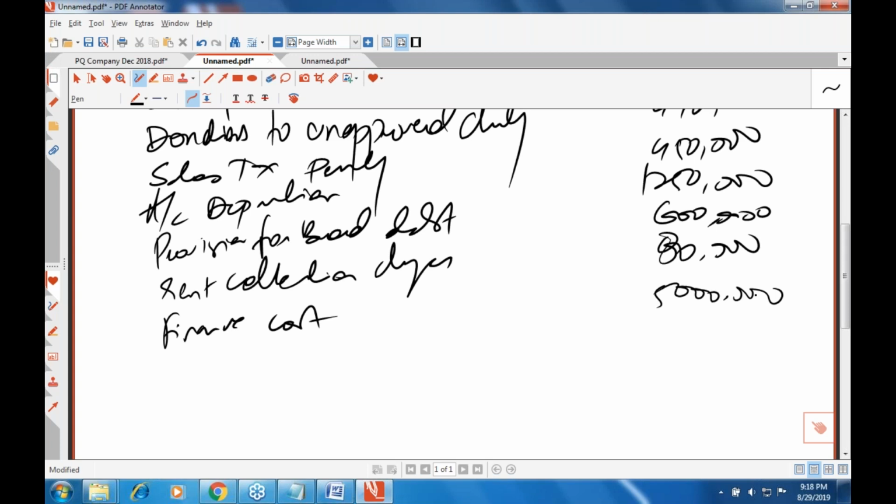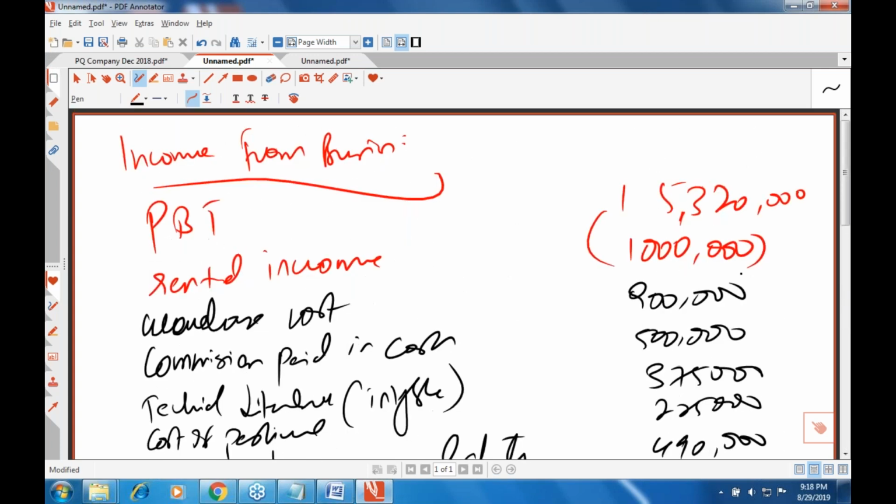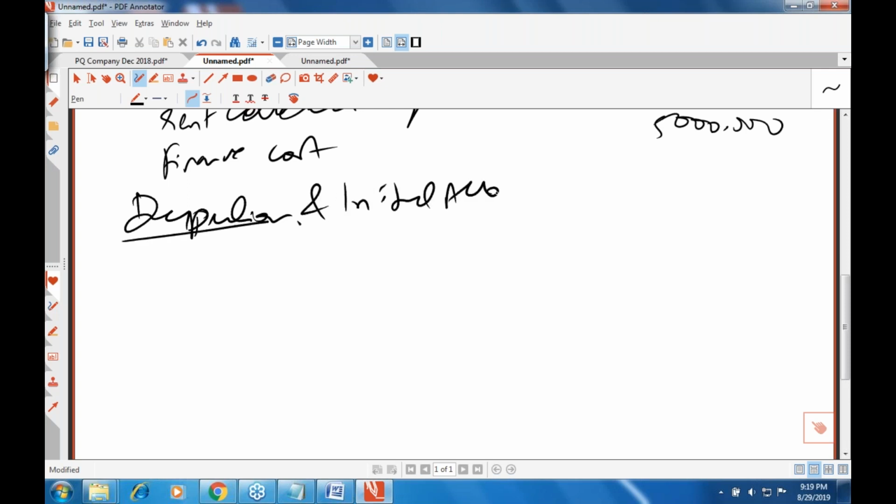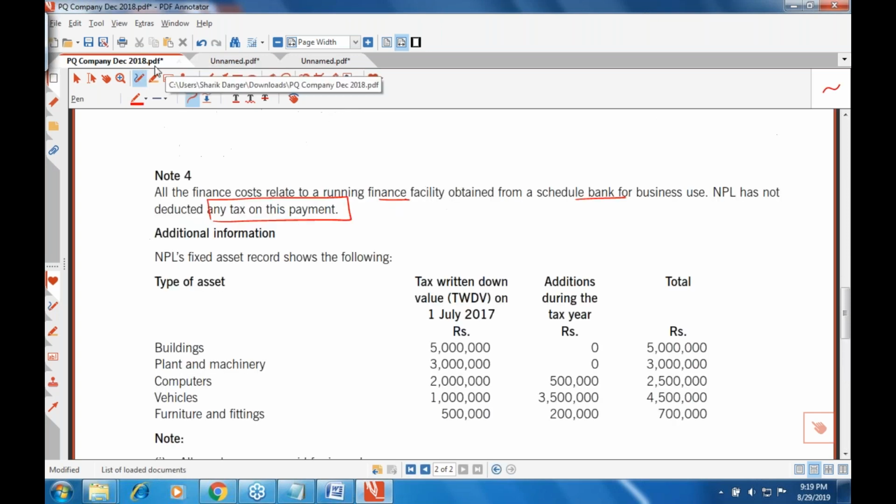Now, what else is there? The next thing that we need to do is calculate the depreciation and initial allowance on all the assets. So what I would want you people to do is take 2-3 minutes and try to attempt the depreciation and initial allowance on all the assets that the business possesses.